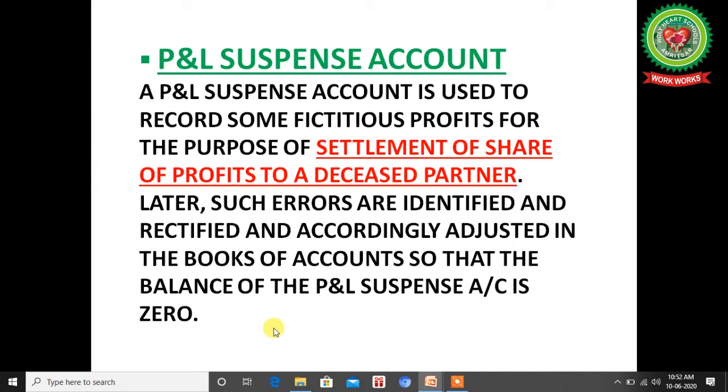The profit earned by a business during the previous accounting period on an average basis is termed as the average profit. Now the next, profit and loss suspense account. A profit and loss suspense account is used to record some fictitious profits. Fictitious means not real. Profits for the purpose of settlement of share of profits to a deceased partner. Later such errors are identified and rectified and accordingly adjusted in the books of accounts so that the balance of the profit and loss suspense account is 0. So firstly, all the fictitious profits recorded in the profit and loss suspense account are later adjusted in the account books, and at the end your suspense account balance is 0.